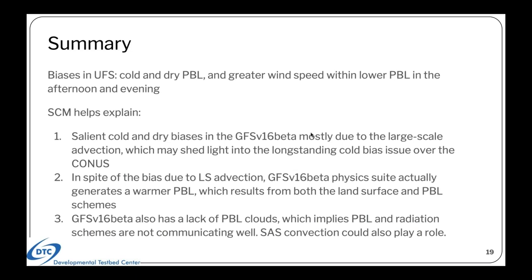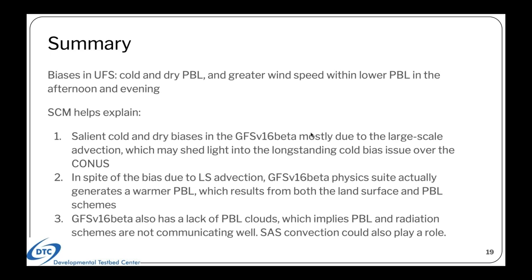So to summarize and kind of tie everything back together, remember our UFS boundary layer was generally cold and dry with greater wind speeds. And these cool dry biases are mainly due to large scale advection with our UFS. Where these errors originated, that's more of a question. It's a question that needs to be examined that we haven't quite gotten to just yet.